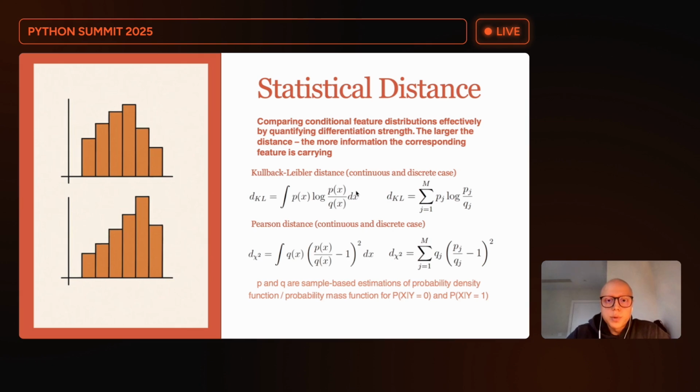Okay, so the most popular ones are, as written here, Kullback-Leibler distance and Pearson distance. And just to repeat once again, those values P and Q are sample-based estimations of the probability density function or probability mass function for those distributions of X. So P corresponds to this one, Q corresponds to this one.